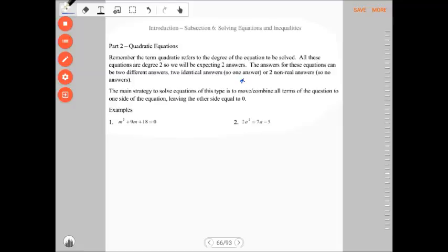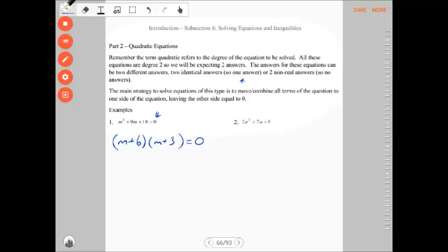Okay, the main strategy is to move everything over to one side of the equation, so the other side would always equal 0. If we look at example 1, it already equals 0, so everything's been moved over for us. This is why you learned factoring all that time ago. For this one, we're going to factor this equation. Factors of 18 that add to 9, so that of course is 6 and 3. The signs are the same, they're both positive, so plus plus, and we still equal 0 for equations.